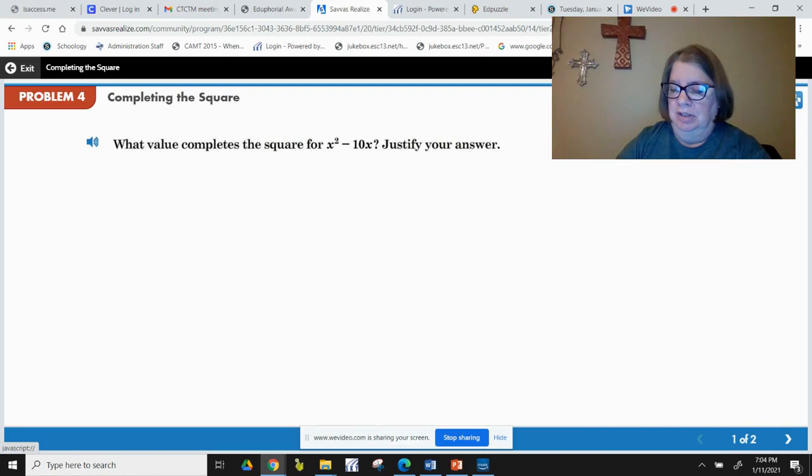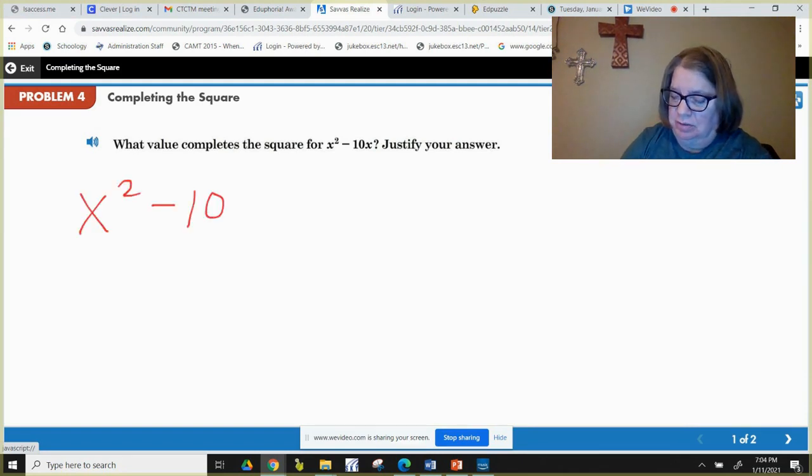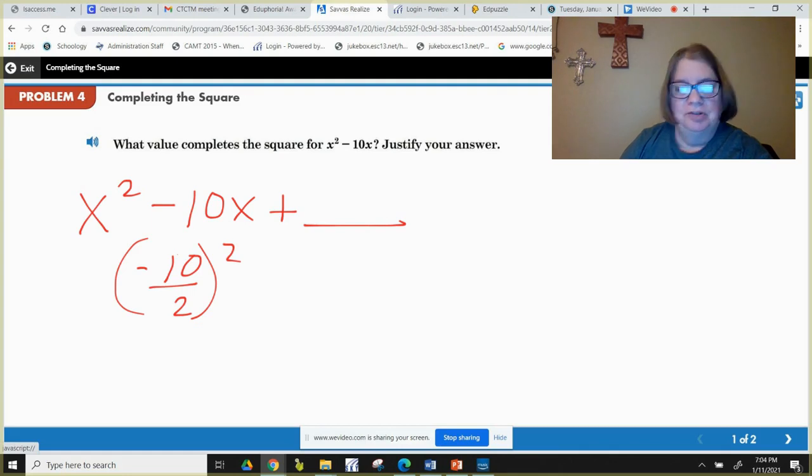Okay, now we have this one. x squared minus 10x. Complete the square. What would the number be if we were going to make that a perfect square trinomial? We're going to do this because it's going to make some quadratic equations easy to solve. x squared minus 10x. We need some number right here that's going to make it a perfect square. To get that number there, we're going to take this 10 and divide it by 2 and then square it. What's negative 10 divided by 2? Negative 5. Negative 5 squared is 25.